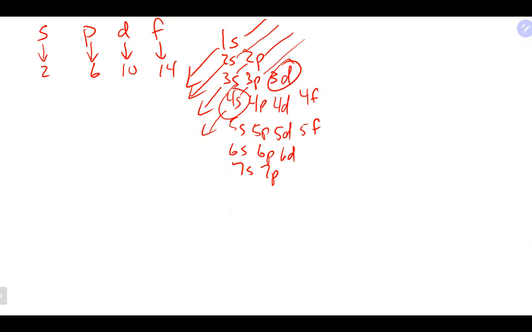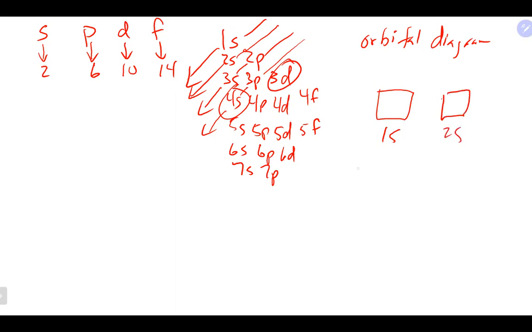We also talked about the idea of orbital diagram, which is basically either lines or boxes to represent orbitals. And remember that the first electron goes in the upwards direction, the second one goes in the downwards direction. And that's what is referred to as being paired spin of those electrons when they're going opposite directions.